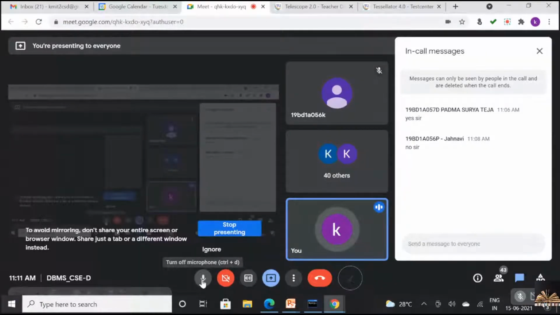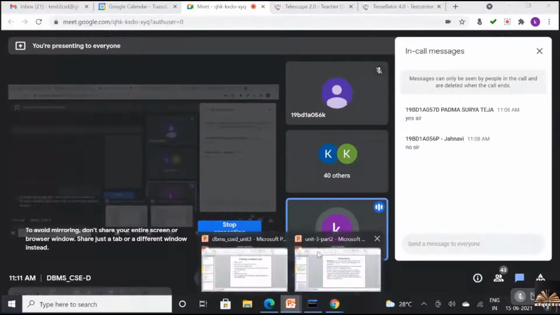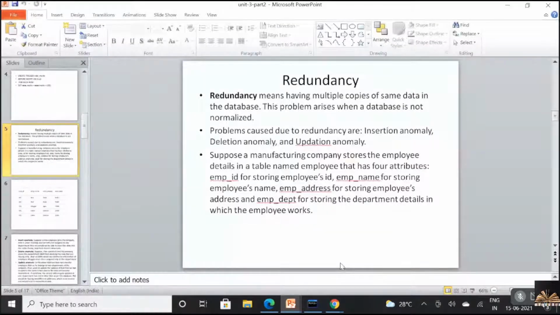I've given a briefing about normalization in the first unit, if you remember. Now we will be dealing with normalization. What is normalization? What are the different kinds of normalizations? And why are we going with the concept of normalization? Before we actually start normalization, we'll be going with something called redundancy.